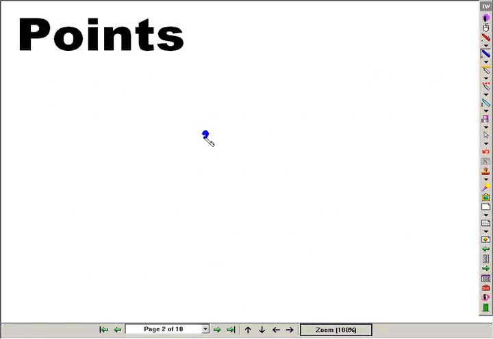Points. To draw a point, we draw a dot. The size of a point is irrelevant. They don't really have size, but we draw something. So this is how we draw points.